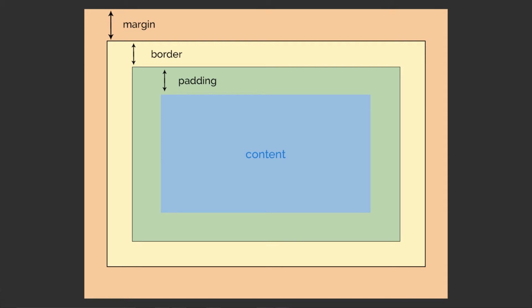As you can see, in the center, we've got this content of our HTML element. And outside that content, we have padding. And outside the padding, we have border. And outside the border, we have margin. Let's try an example to understand this box better.